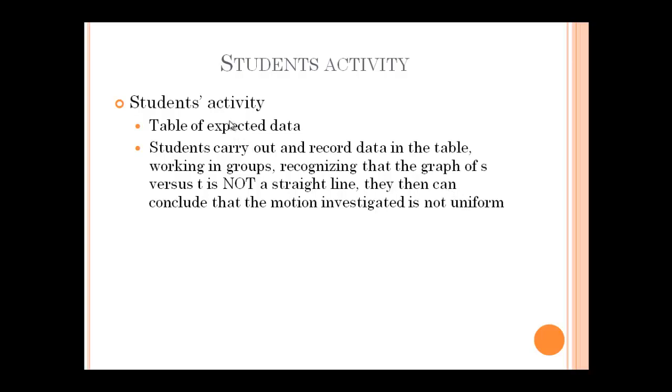Alright, the activity of the students continued. They will have to make a table of expected data, and they will actually carry out the experiment and record data in the table, working in groups, recognizing that the graph of s and t is not a straight line, and then they can conclude that the motion investigated is not uniform.